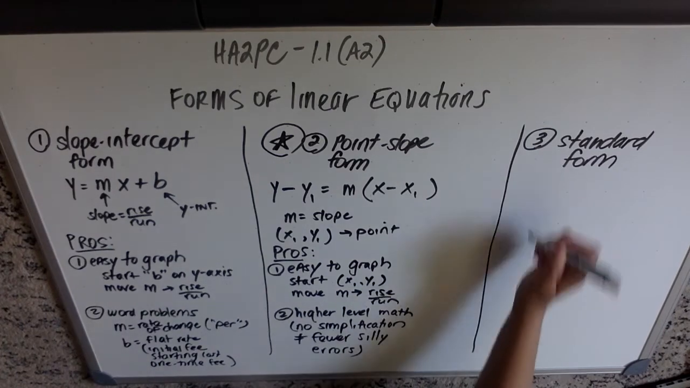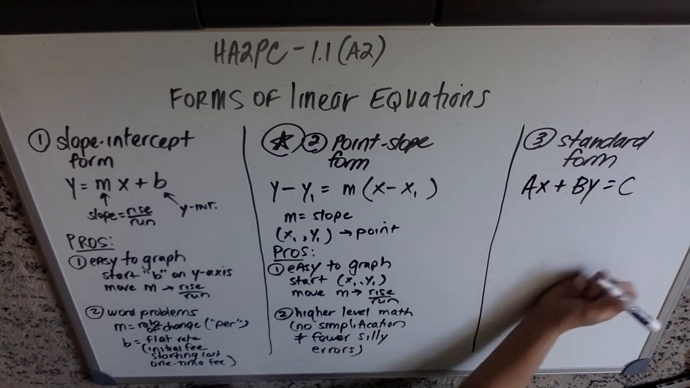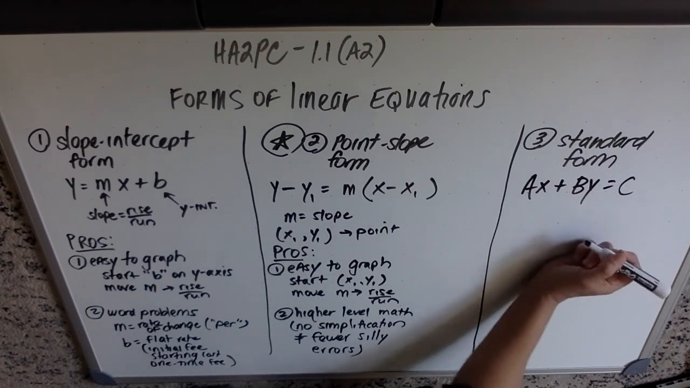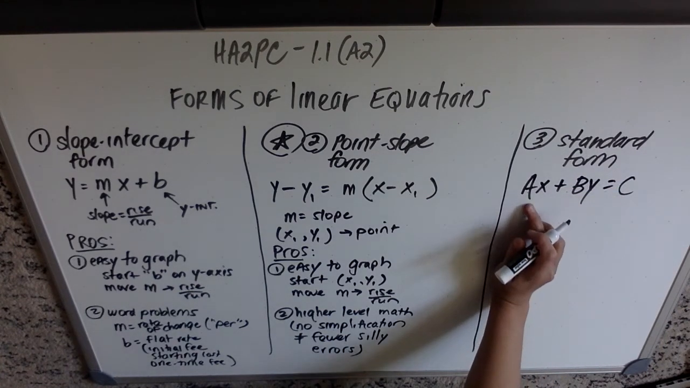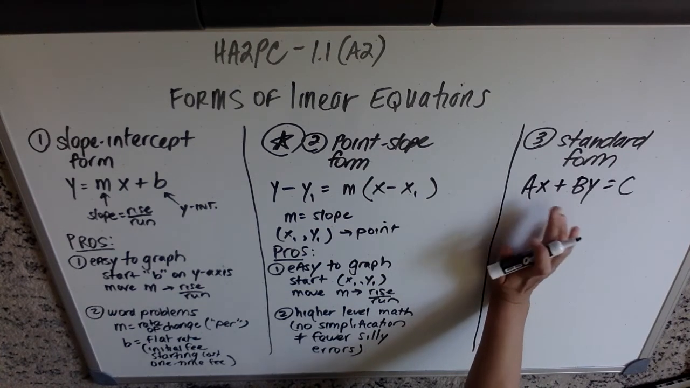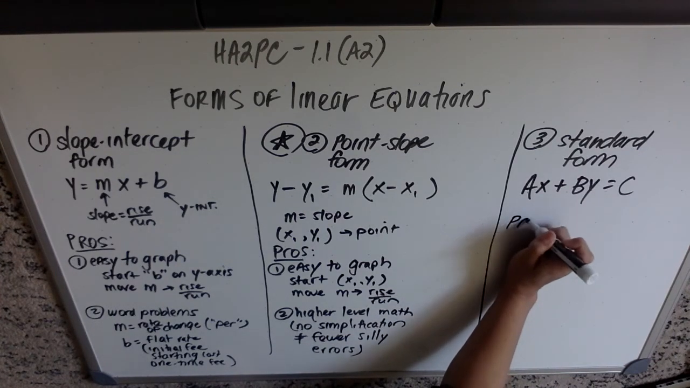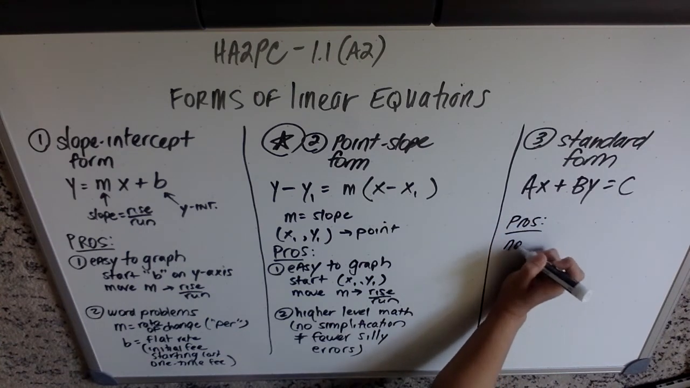So standard form is usually something akin to ax plus by equals c. And in this situation, a is just the coefficient of x, b is just the coefficient of y, and c is just the constant. But what I want you to notice is that a, b, and c don't individually give me a ton of useful information. So pros, pretty much none.